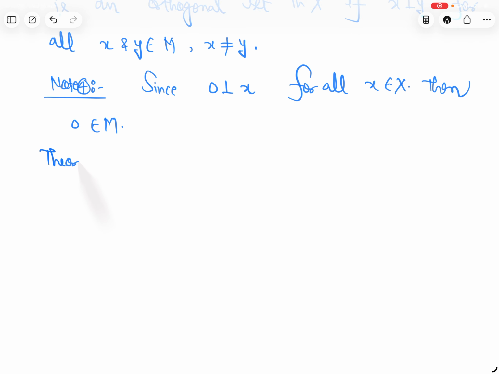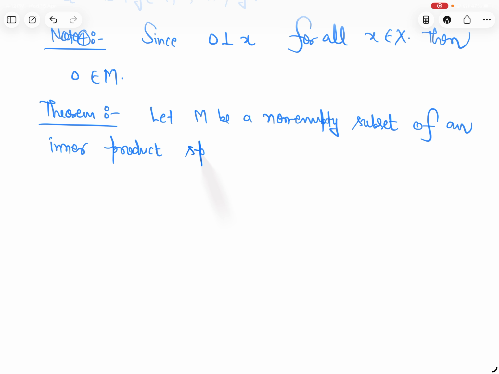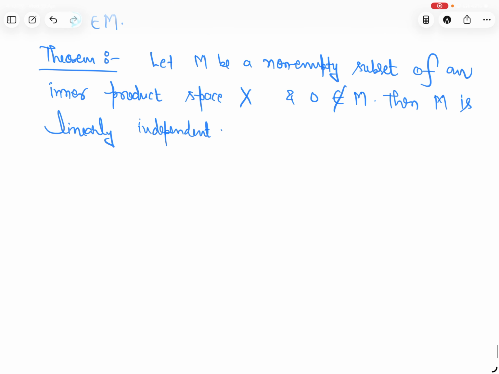Okay, so theorem. Let M be a non-empty subset of an inner product space X and 0 does not belong to M, then M is linearly independent. Linearly independent. Let's see its proof.